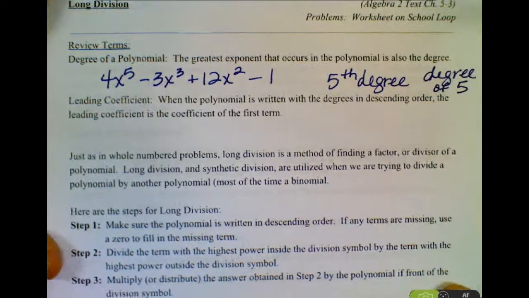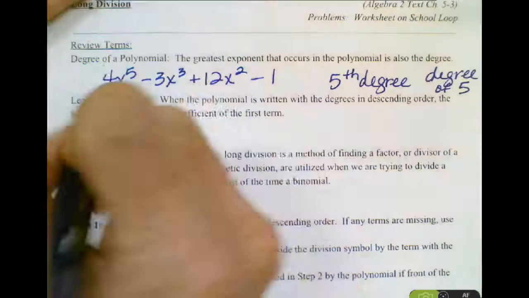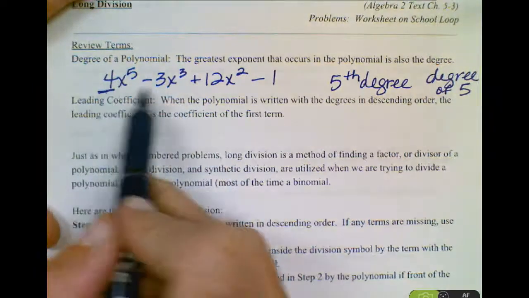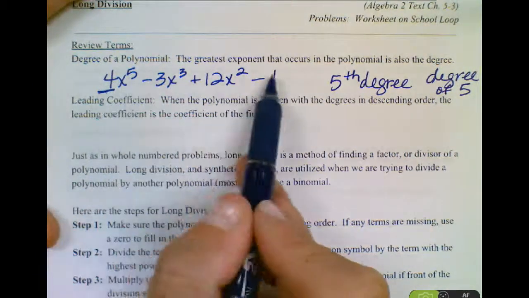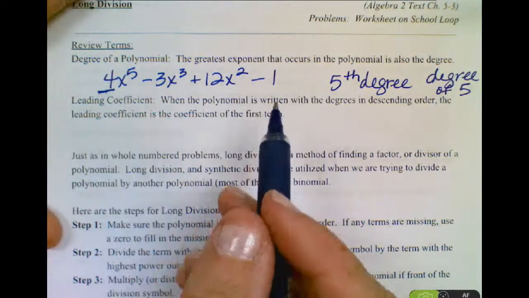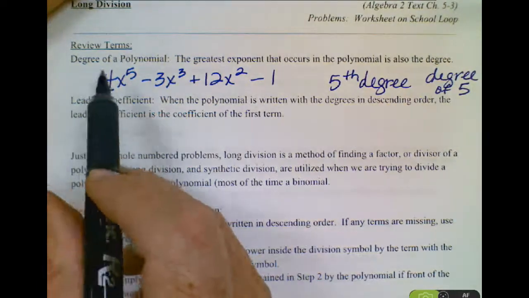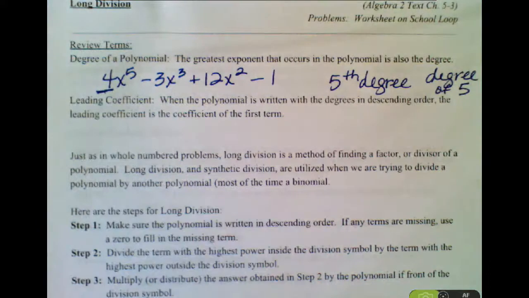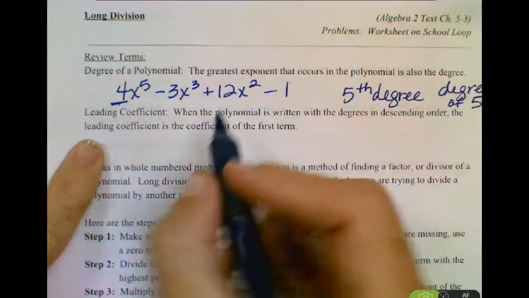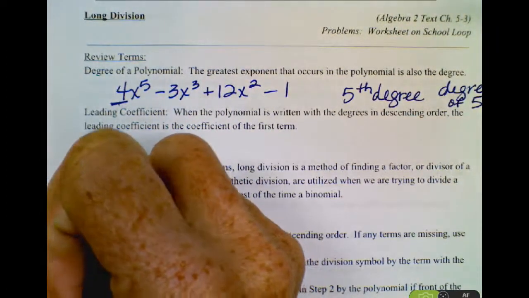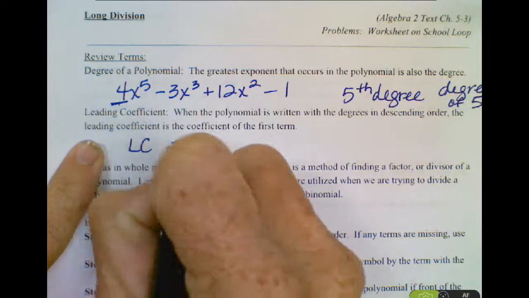Okay? The leading coefficient we now know is that first number when it's listed in descending order from our largest exponent to our smallest, which you should be doing with all polynomials at all times. The leading coefficient is going to be exactly what it says, that leading number in the front of our polynomial. So, in this case, the leading coefficient is 4.